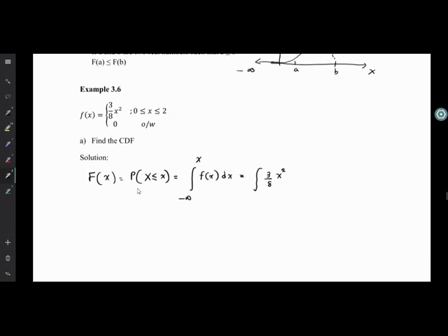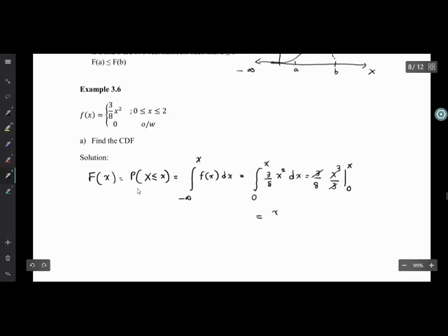Our function is 3 over 8 x squared. The support starts from 0. So from negative infinity up to 0, everything is 0, so you can omit writing it. So integrate from 0 up to any x. X can be any value. Okay, so we have 3 over 8, the constant. The antiderivative of x squared is x cubed over 3. Evaluate it from 0 to x.